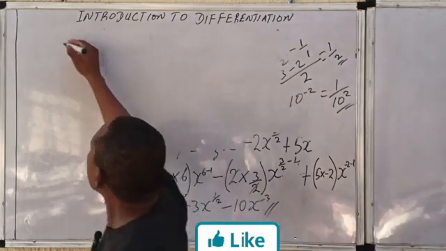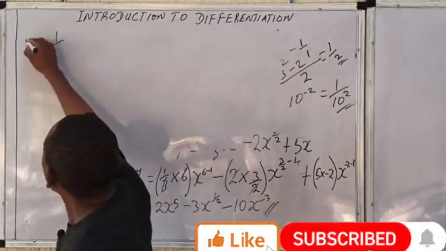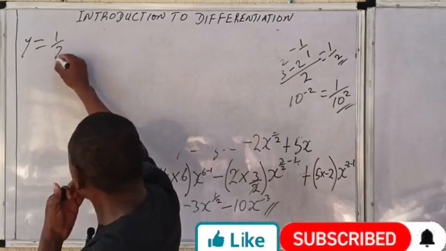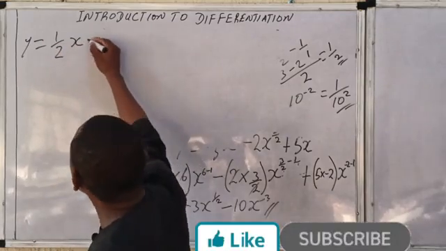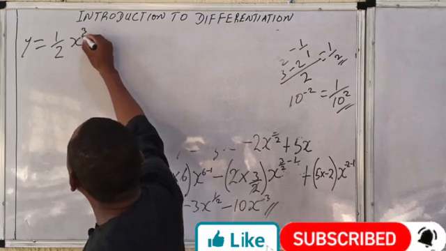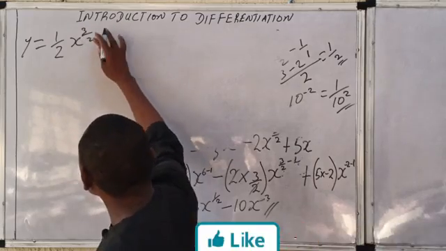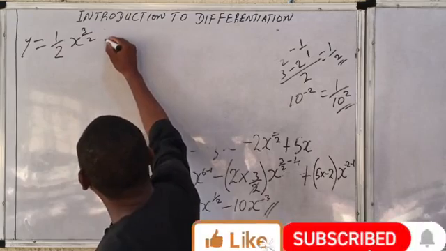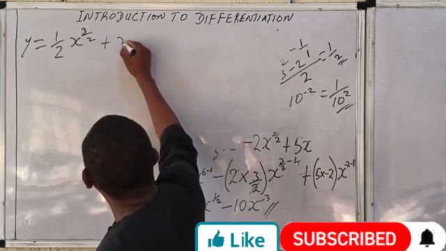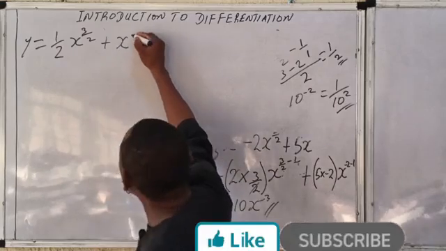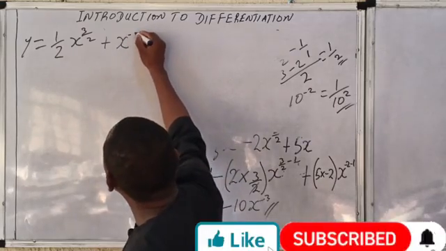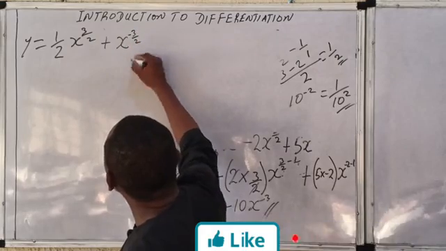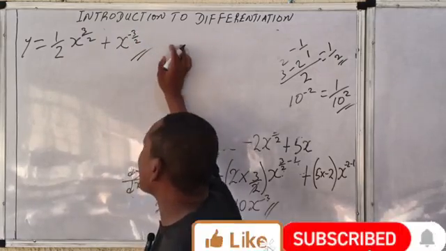All right. Now, differentiate y is 1 over 2x raised to power 3 all over 2, plus x raised to power minus 3 all over 2. So just differentiate this. This is a very simple question.